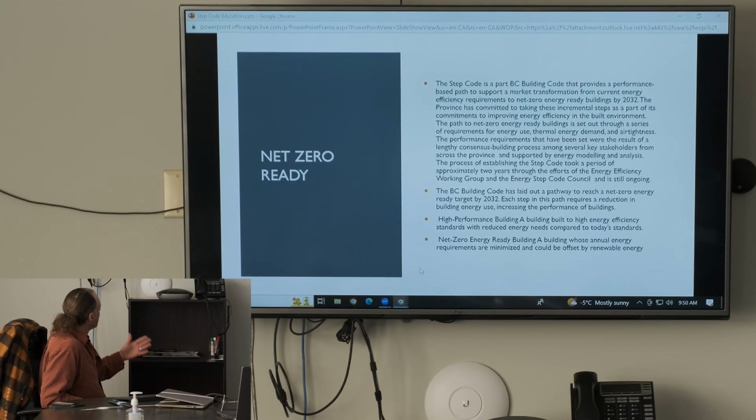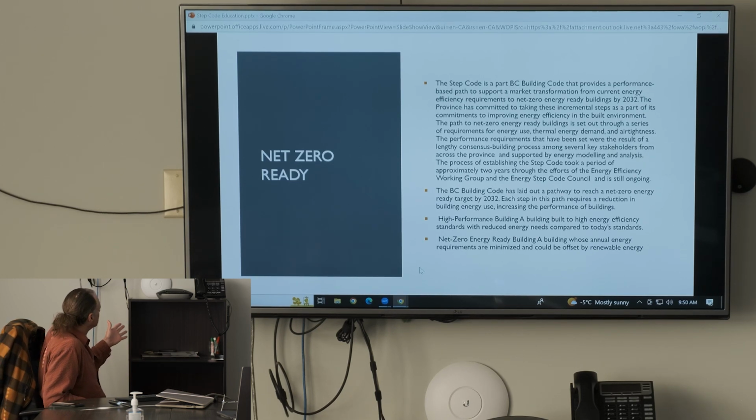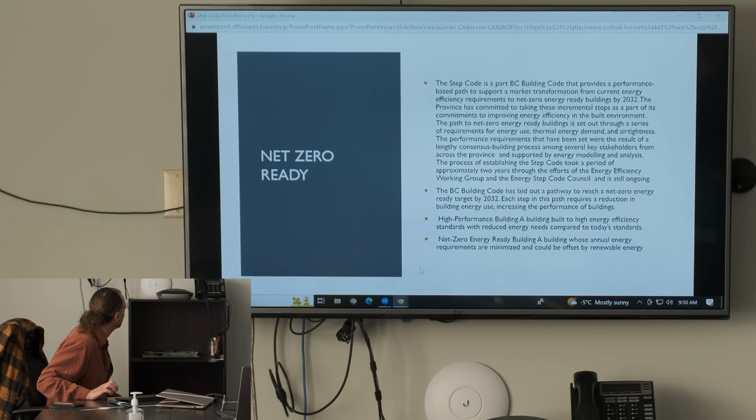The process of establishing the step code took a period of about 2 years through the efforts of the Energy Efficiency Working Group and the Energy Step Code Council and is ongoing. So what is net zero? It's a building whose annual energy requirements are minimized and could be offset by renewable energy.